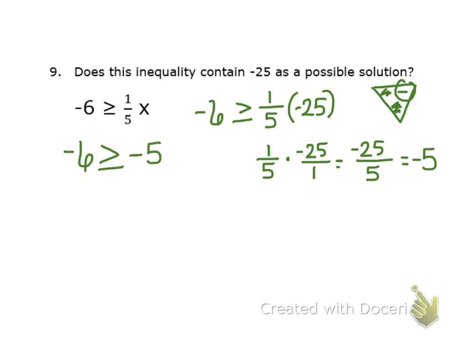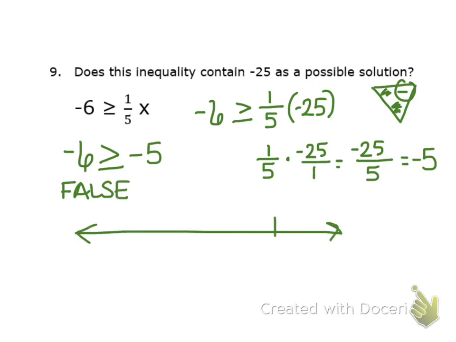Okay? This is false. If you think about a number line, here's 0, negative 1, negative 2, negative 3, negative 4, negative 5, and negative 6. Negative 5 is closer to 0 on the number line, so negative 5 is greater. So negative 25 cannot be a solution for x. It is false.